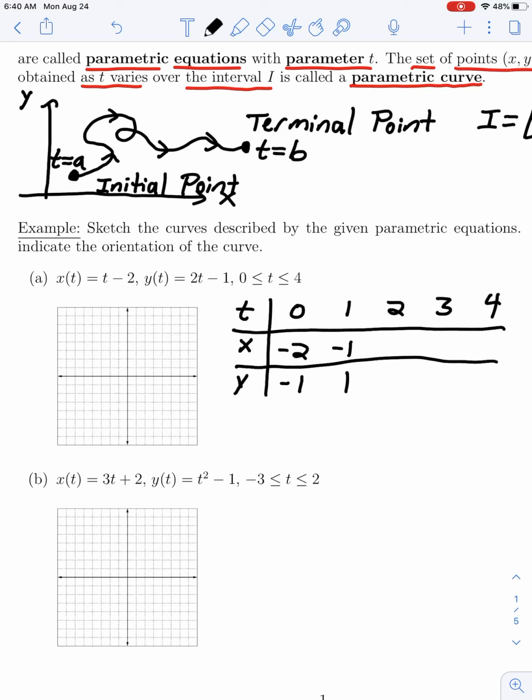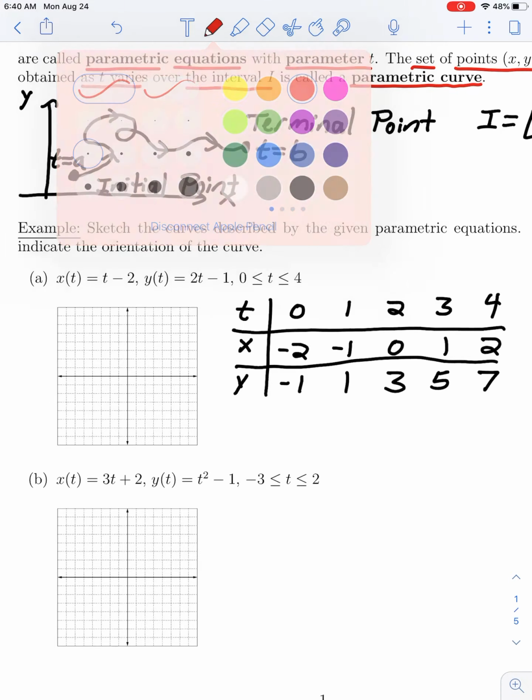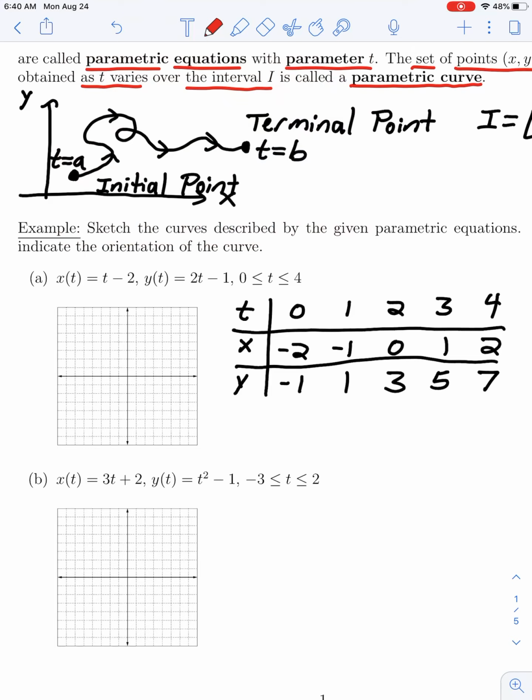Now, if t is equal to 1, x is negative 1, and y is then positive 1. If t is equal to 2, x is 0, and y would be 3. If t is 3, we see that x would be 1, and y would be 5. And then if t is 4, we have x is equal to 2, and y would be 8 minus 1, which is 7. So let's plot these corresponding points on the grid that we're given. So for t equals 0, our first point was negative 2, negative 1.